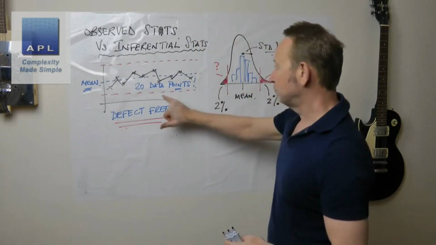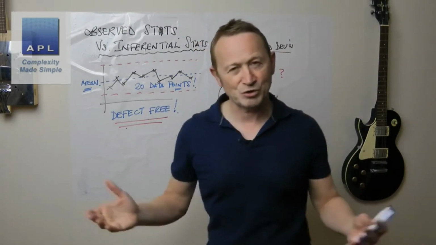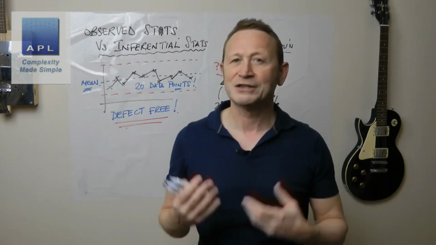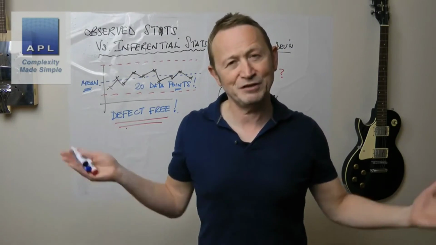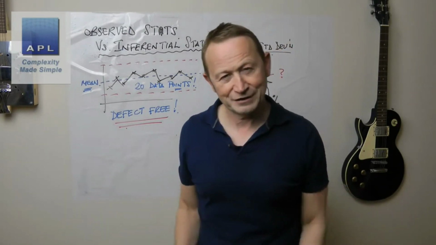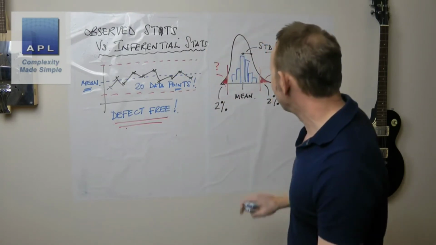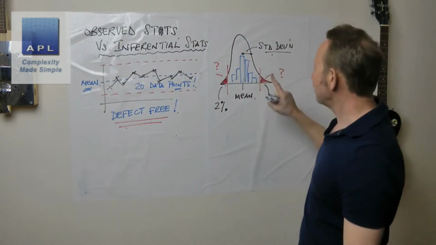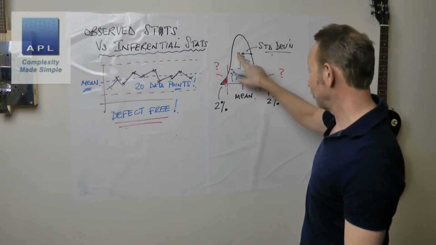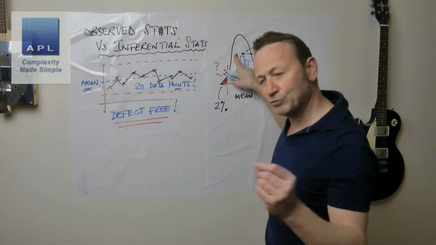Okay, now think about it, 20 data points. What's the chance that I'm going to pick up a defect if I've only got a 4% defect rate? What's the chance that I'm going to pick up a defect in those 20 data points? It's going to be a pretty lucky day at the office.